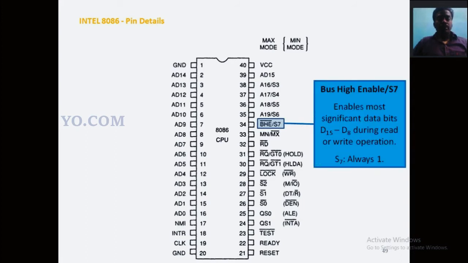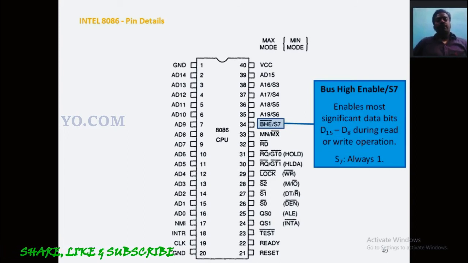The next one is bus high enable, or status S7. It enables the most significant data bits D8 to D15 during read and write operations. S7 is always 1. What is the most significant data?